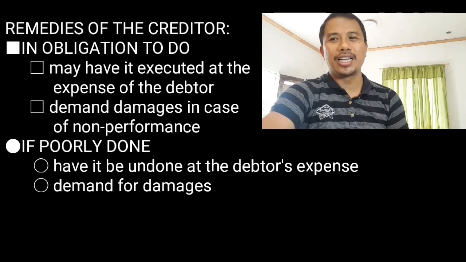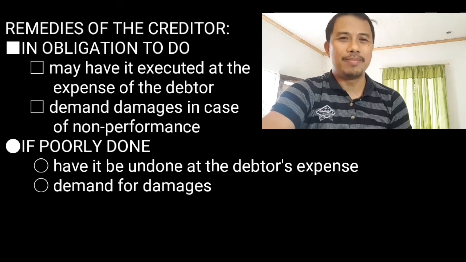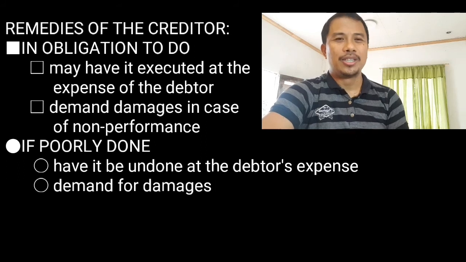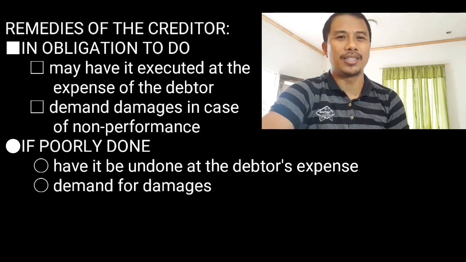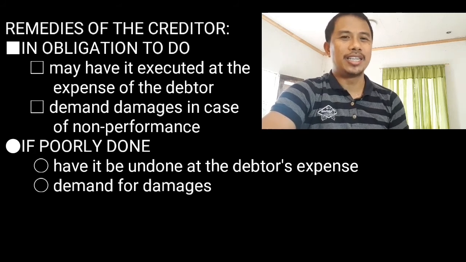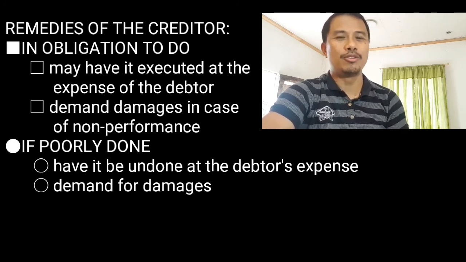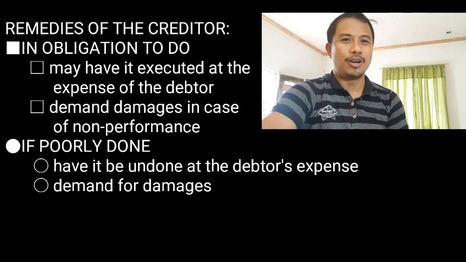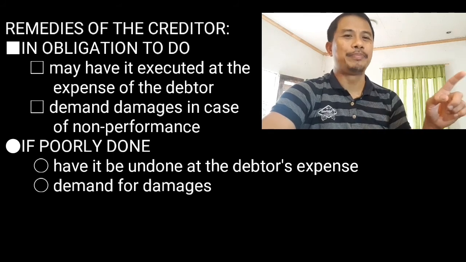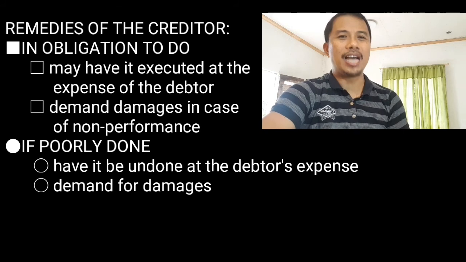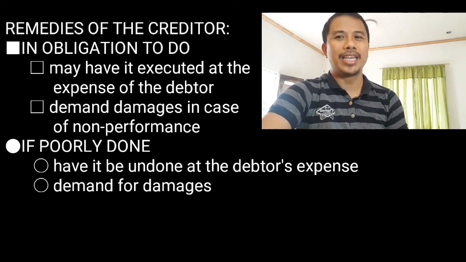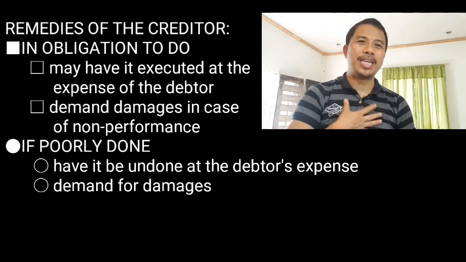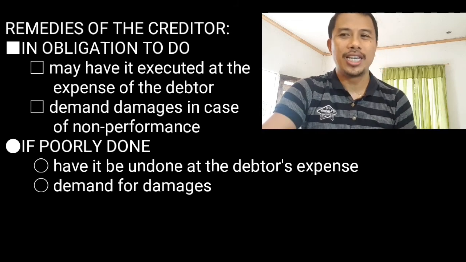Or the creditor may have the same be done at the debtor's expense and demand damages if the debtor performs the obligation poorly. Let's say, for example, I am a building contractor and you asked me to build a house, and you said that the house should have a 100 square meter floor plan, 3 bedrooms, and 2 living rooms. Then I constructed a house and it has only 2 bedrooms and only 1 living room. So it is done poorly, or in contravention of the tenor of the obligation. So the creditor, you as the one who hired me as contractor, can have the house demolished at my expense, with me also being liable for damages.